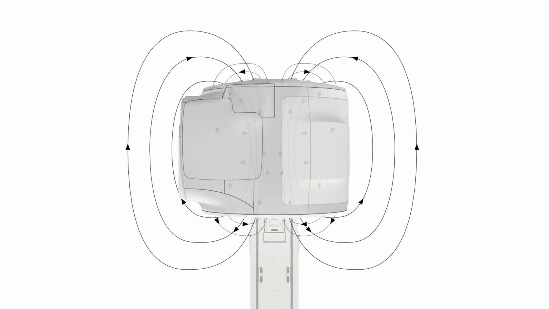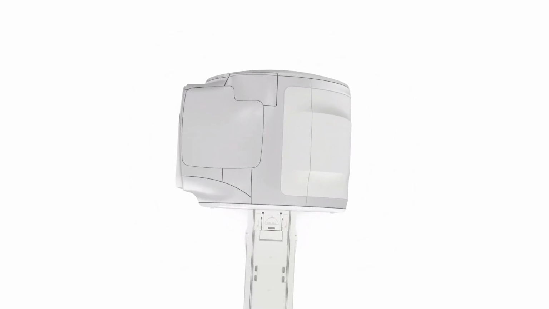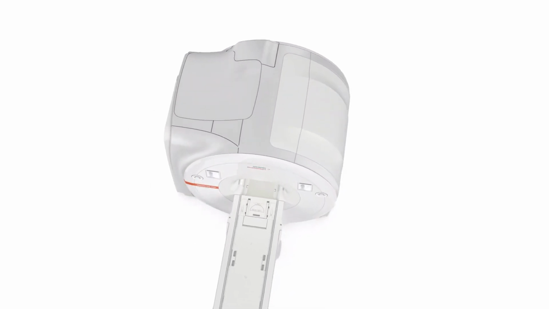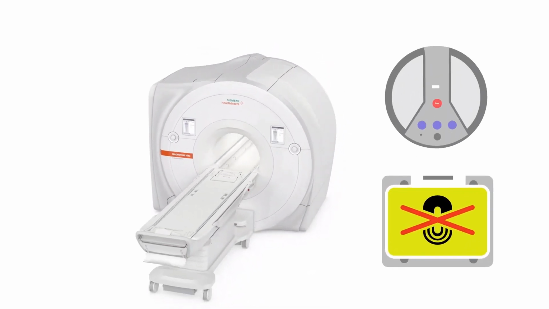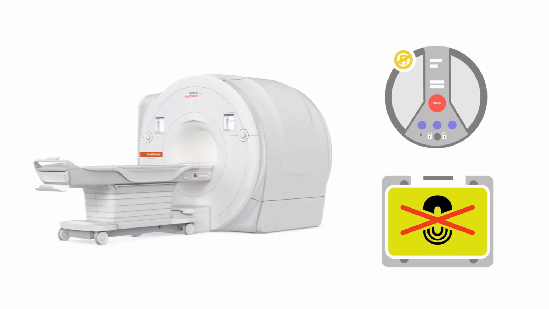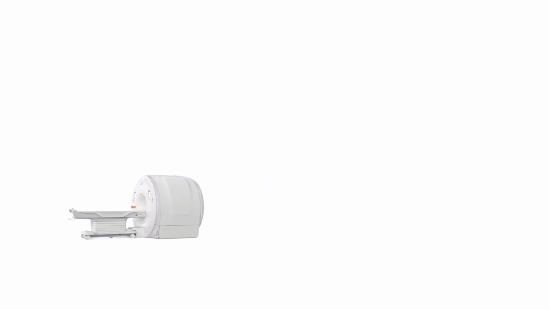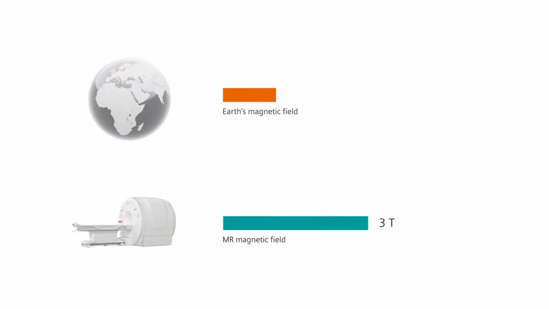Superconducting magnets are the most commonly used magnets in clinical MR imaging and are used to generate higher magnetic field strengths. In case of an emergency, superconductive electromagnets can be switched off at any time. The patient is positioned in a powerful, homogeneous, static magnetic field generated by a cylindrical magnet. The static main magnetic field of a 3 Tesla magnet is approximately 60,000 times stronger than the Earth's magnetic field.